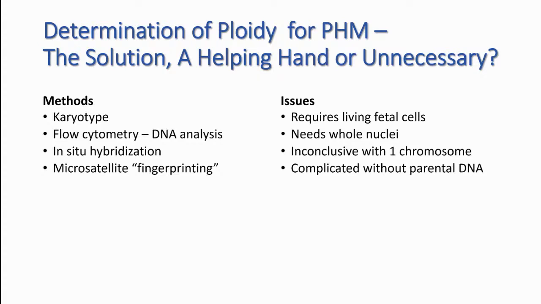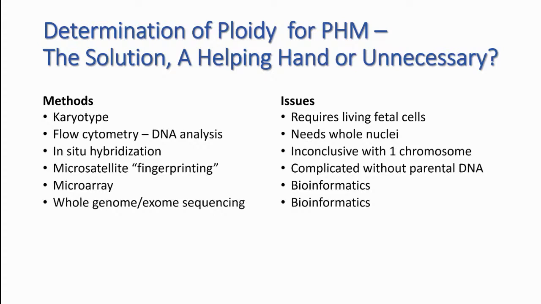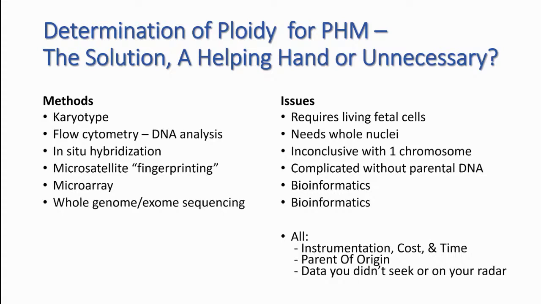Microsatellite fingerprinting, like identity testing type fingerprinting, is complicated, particularly if you don't have the parental DNAs as companions for reference. The same is true for microarray. It helps with parental DNA, and you also have to have a lot more bioinformatics. You have to be thinking about the possibility. The chip we use is actually designed for tumors, and you have to look at the raw data if you want to think about this phenomenon. And I'm sure as we get closer to whole genome and exome sequencing, that'll be true too. And it also requires bioinformatics.